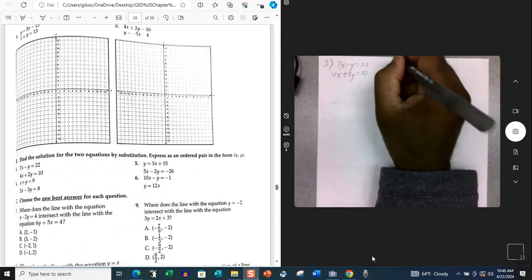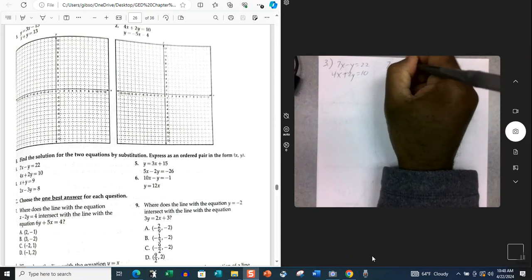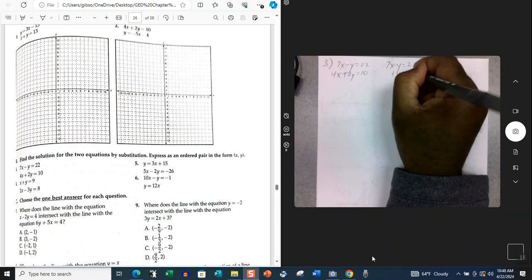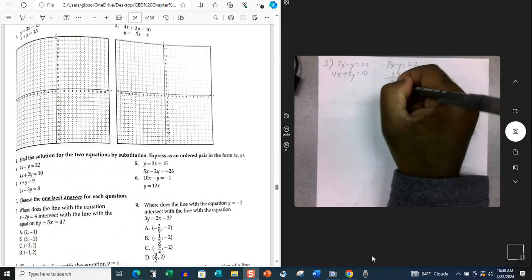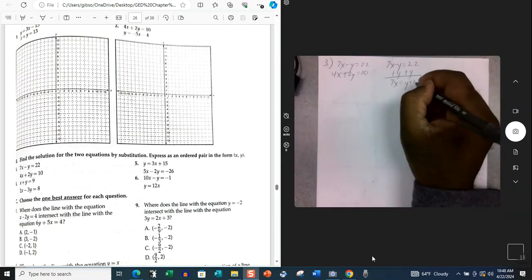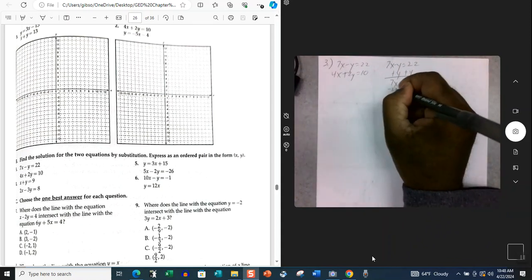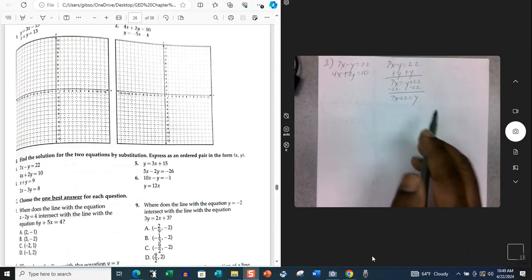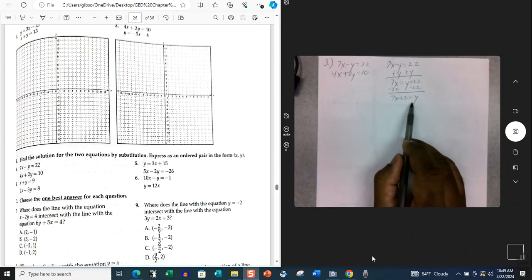So here I'm going to use this top equation. So what I would do, I would add y on both sides. So you have 7x equals y plus 22. I would subtract 22 on both sides. And you have 7x minus 22 equals y. So now we have this equation where y is by itself, one of the variables.